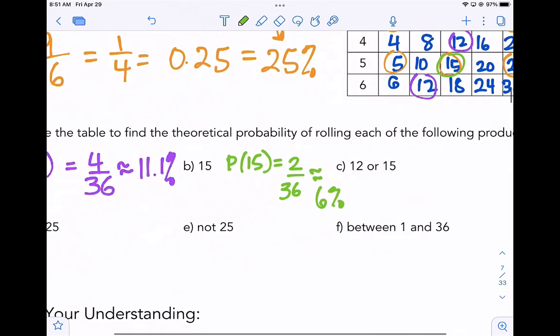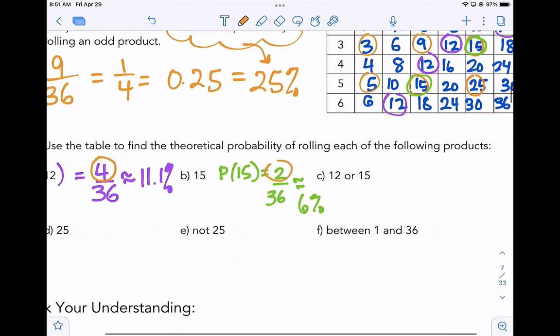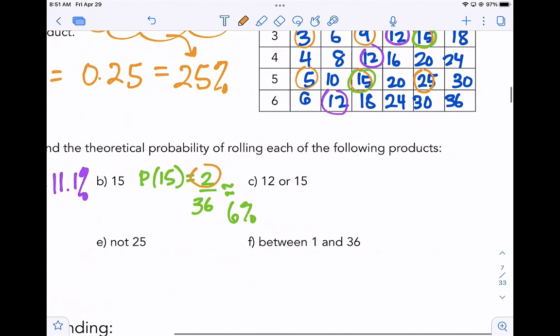How about a 12 or a 15? So you're going to count the 12s and the 15s, or we could just add these together, right? Yeah. So there's 4 12s, there's 2 15s, so one or the other. There's 6 of them out of 36, which is a 1/6 chance, which is about 17%.